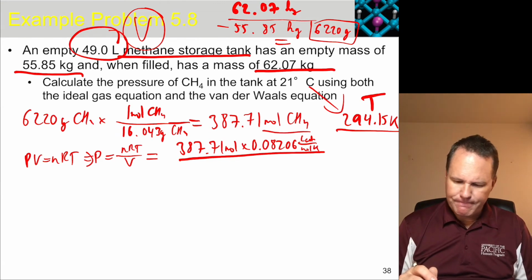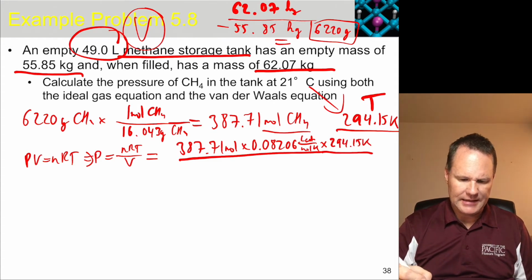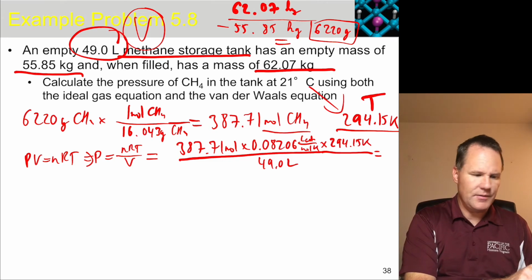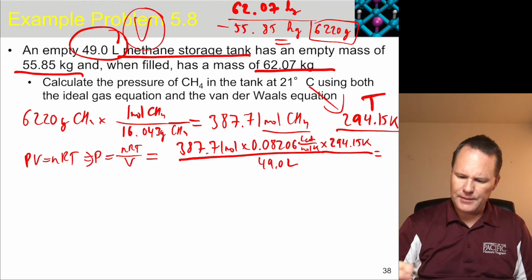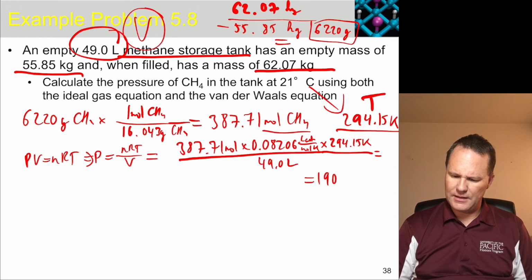And now the temperature is 294.15 kelvins, and then I have the volume as 49.0 liters. Now what's the pressure? So 387 times 0.08206 times the temperature 294.15 divided by 49 liters, and that would be 190.99, so 191 atmospheres.